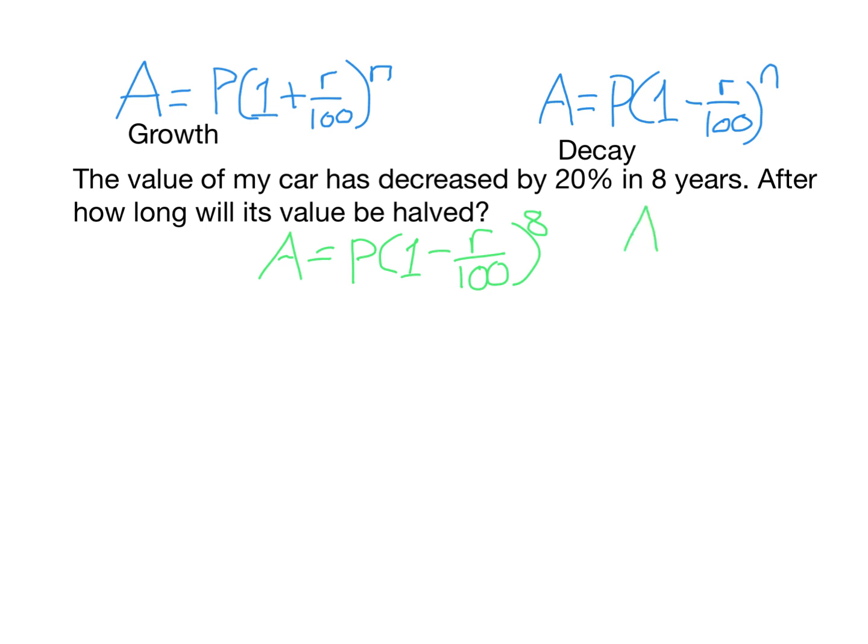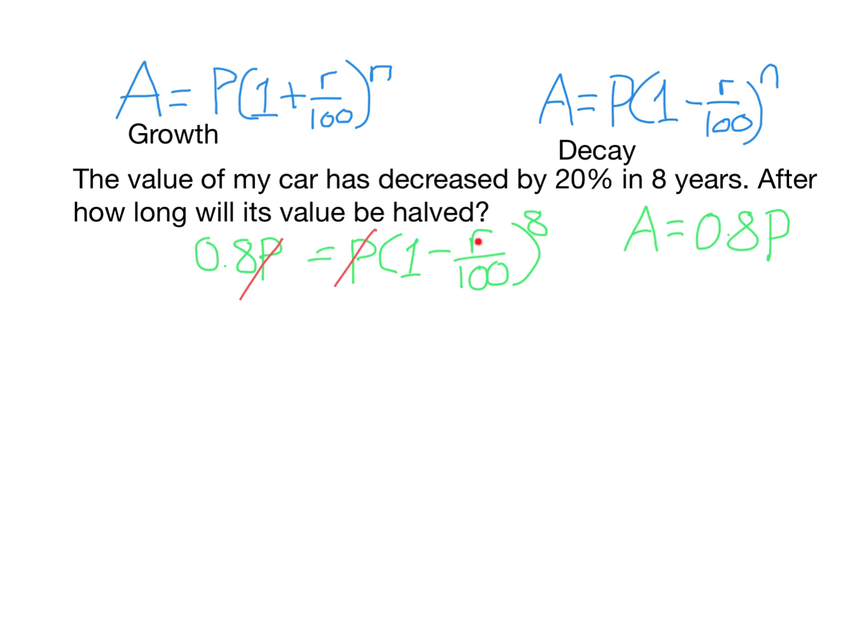So that means the amount after 8 years is going to be 80% of the original. You decrease the quantity by 20%, you now have 80% of it left. So I am going to replace A here with 0.8P. Now that allows me to get rid of the P. I can divide this side by P as long as I divide that by P. So now I have an equation that has just one unknown.